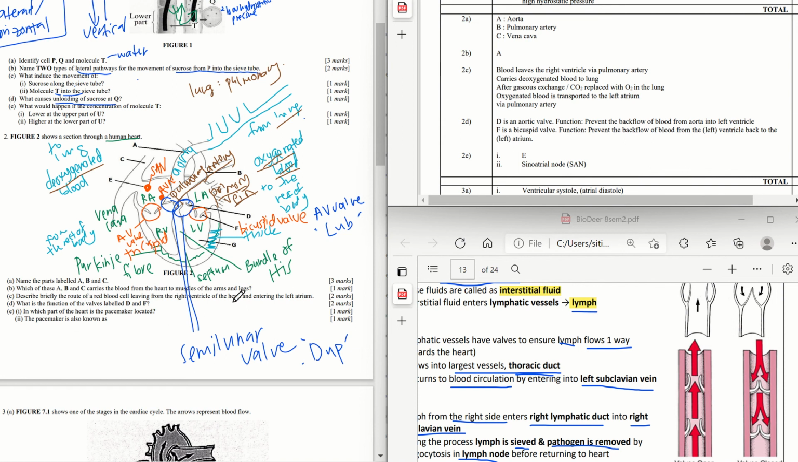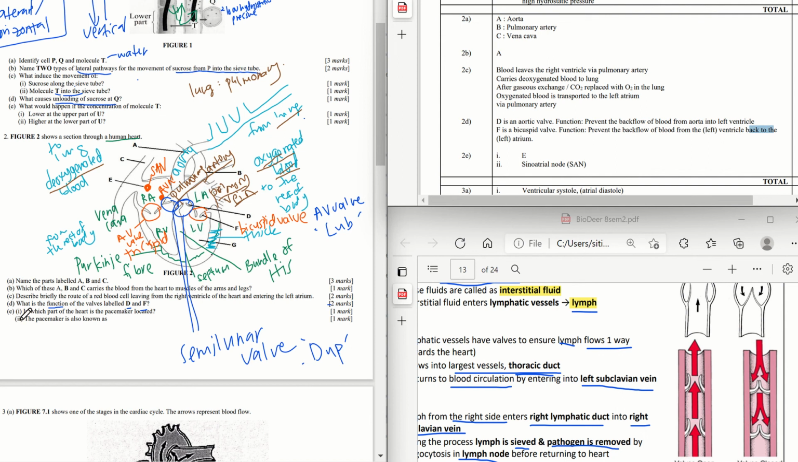Okay, so D ni berapa markah ni? D ni 2 markah. Okay, and then dia minta function. So you kena bagi tahulah function D apa, function F apa. That's why dia bagi tahu prevent backflow of blood from aorta into left ventricle. Dan kalau semilunar valve ni, D ni function dia untuk prevent backflow of blood from aorta into left ventricle. Okay, so fungsi F untuk prevent backflow of blood from left ventricle back into left atrium. Okay, kita nak prevent backflow of blood from ventricle back into atrium.